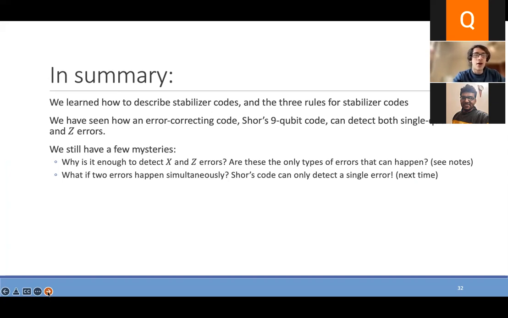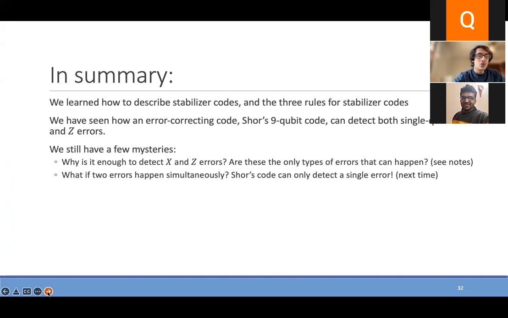We've also seen one example of an error correcting code, the first example, Shor's 9-qubit code, which can detect both single qubit X errors and single qubit Z errors. I haven't answered a few questions. One, why is it enough to just detect X and Z errors? Are these the only types of errors that can happen? Definitely not. If you're interested in this question, you can read any of the notes that I posted on the Discord, but I'm just going to say that we're focused on detecting X and Z errors.